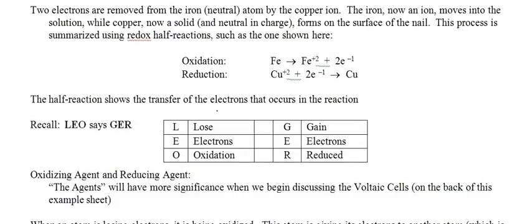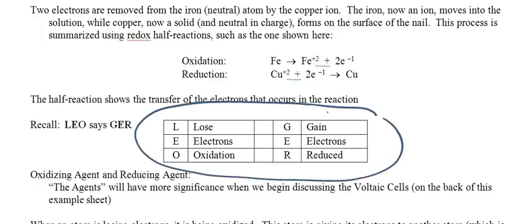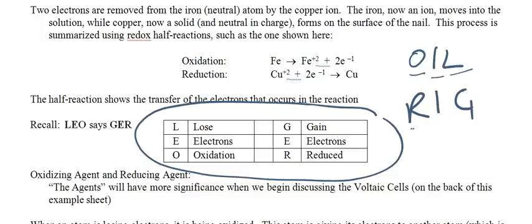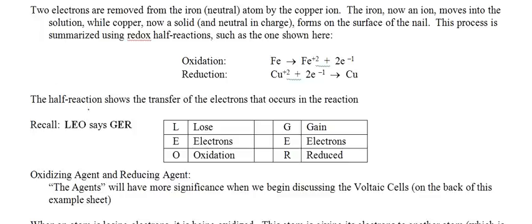So when we talk about whether something's gaining or losing electrons, I like to use LEO says GER, but you can also talk about OIL RIG. And if we talk about OIL RIG, oxidation is losing, where reduction is gaining. Not a big fan of OIL RIG, but hey, whatever works for you is fine by me.